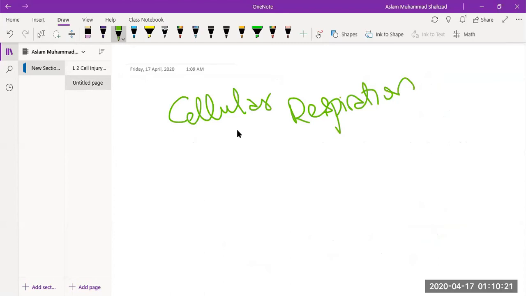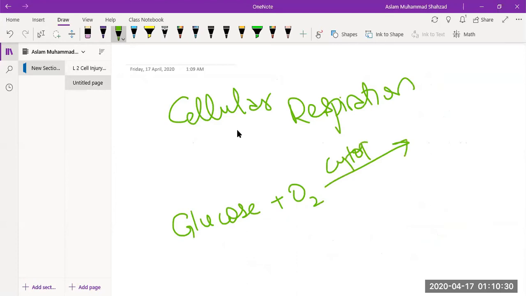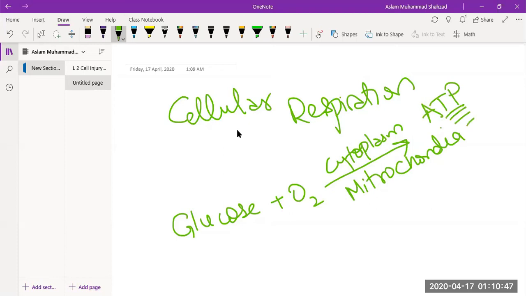In cellular respiration, glucose with the help of oxygen, inside the cytoplasm and in mitochondria, is responsible for producing ATP, adenosine triphosphate, for producing the energy, along with the production of carbon dioxide and water. So oxygen is very essential for giving you the energy, and if a person is having hypoxia, then the ATP will not be produced.